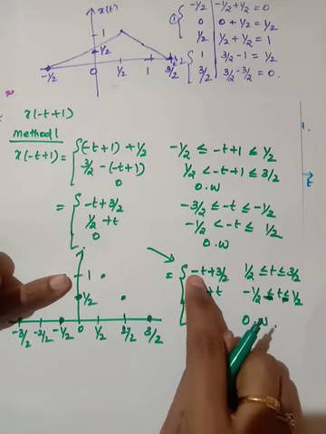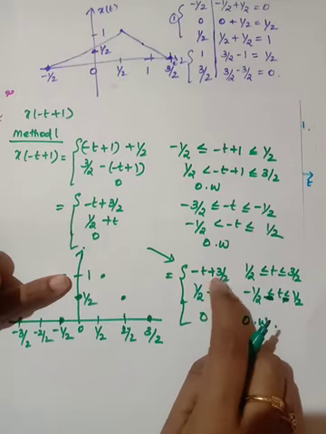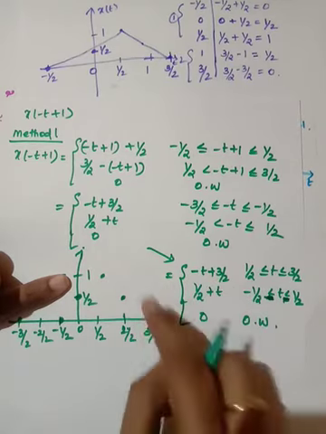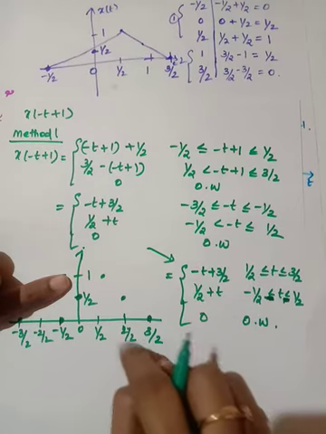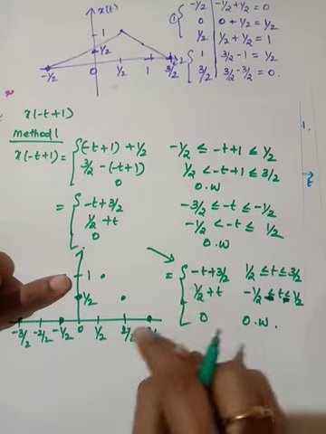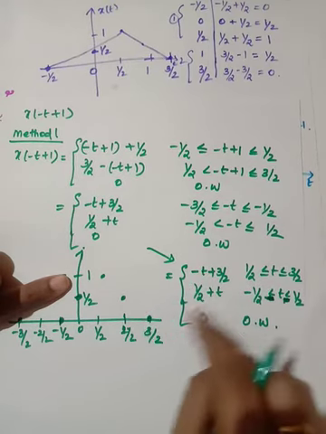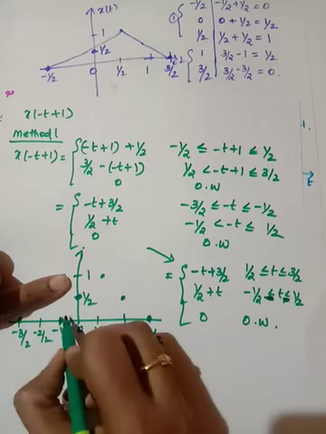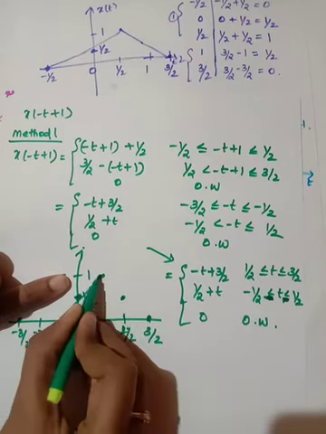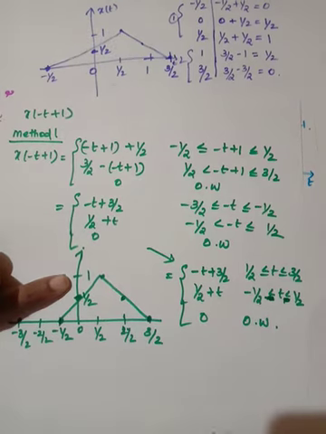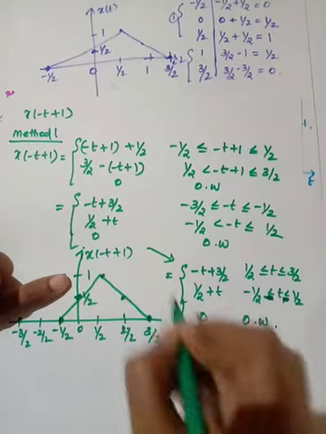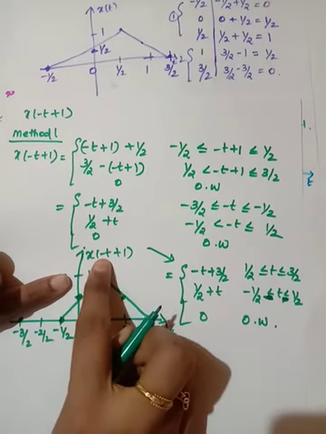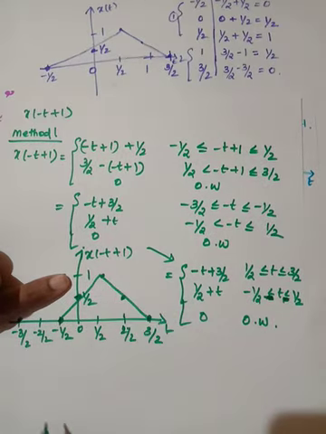When I substitute plus 1 by 2 here, I get 2 by 2, which is nothing but 1. When I substitute 1 here, that is 2 by 2, so I will get 1 by 2. When I substitute 3 by 2, I will get 0. So I will get a signal like this, which is nothing but x of minus t plus 1. So here you have done reversal and also shifting.